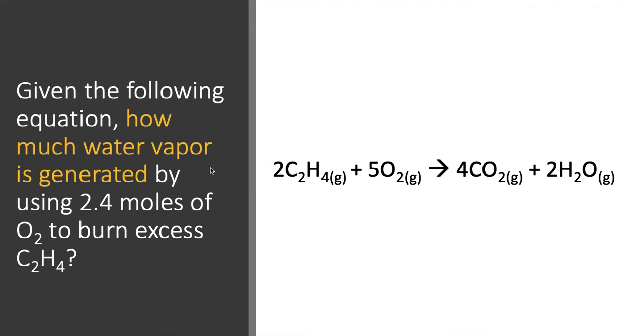Here's an example of a typical stoichiometry question, and we'll start with easy steps and then build up from there. Given the following equation, how much water vapor is generated by using 2.4 moles of oxygen to burn excess ethane? The excess part tells me that this isn't going to run out. The oxygen is going to run out first. This is a combustion reaction, by the way. I have oxygen burning and I produce CO2 and H2O.